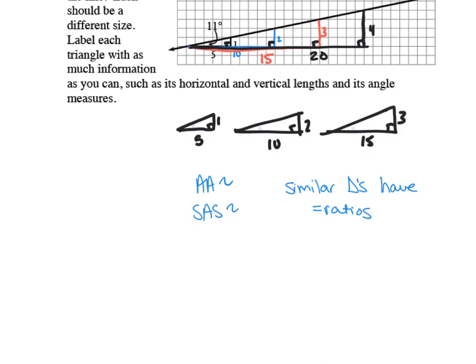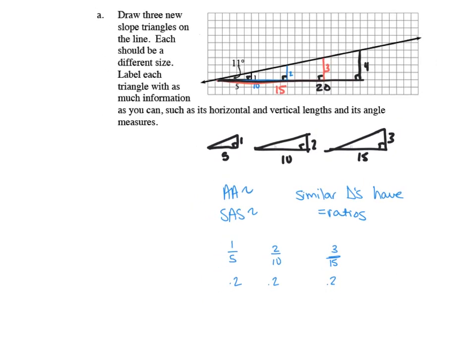So if I'm checking for these triangles to have equal ratios, I would check the slope of the first triangle, the slope of the second triangle, the slope of the third triangle. All of these would have a slope ratio of 0.2. Sorry, I noticed that should be 3 over 15. All of these have a slope ratio of 1/5 or 0.2. That's important to know because if these triangles are similar, every time I see an 11-degree angle, I know that it's going to have that ratio.